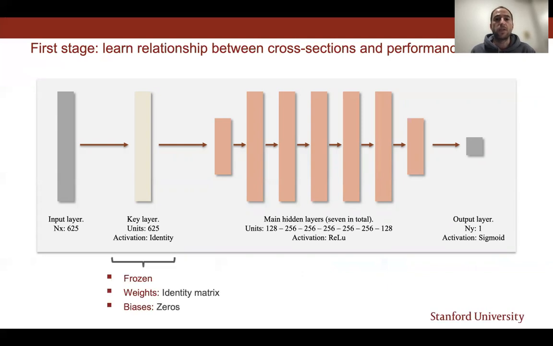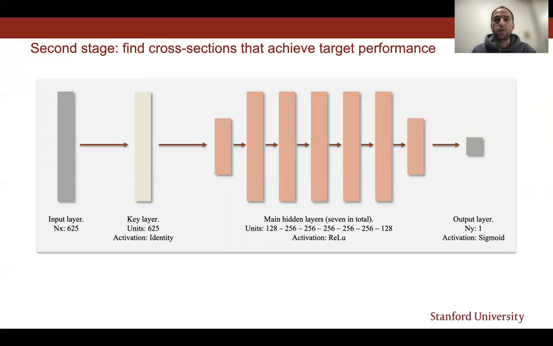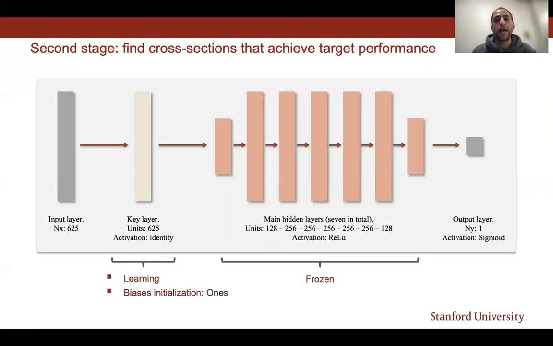So in the first stage, we freeze this key layer and we make the main hidden layers learn the relationship between the cross-section areas and the corresponding performance. And here we use the more than 45,000 examples. And in the second stage, we freeze the main hidden layers and we make the key layer learn, specifically the biases. And we make them learn a distribution of 625 cross-section areas.